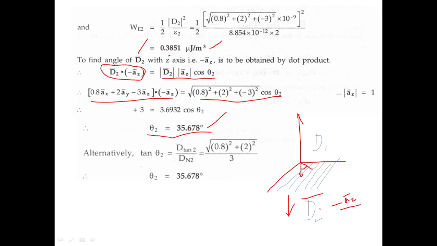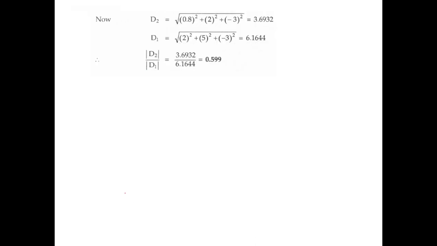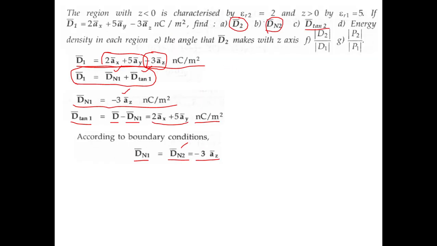Now alternatively, tan theta 2 is equal to Dt2 by Dn2. So you will get what is theta 2 here. This is one more formula for calculating it. You can use any one method, right? So next one, D2 by D1. So what is the ratio? D2 vector by D1 vector. So it is 0.599, because that was also asked here.